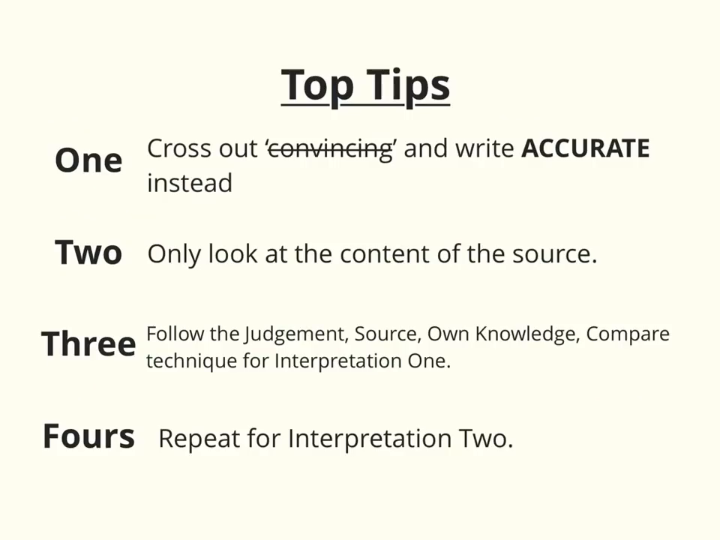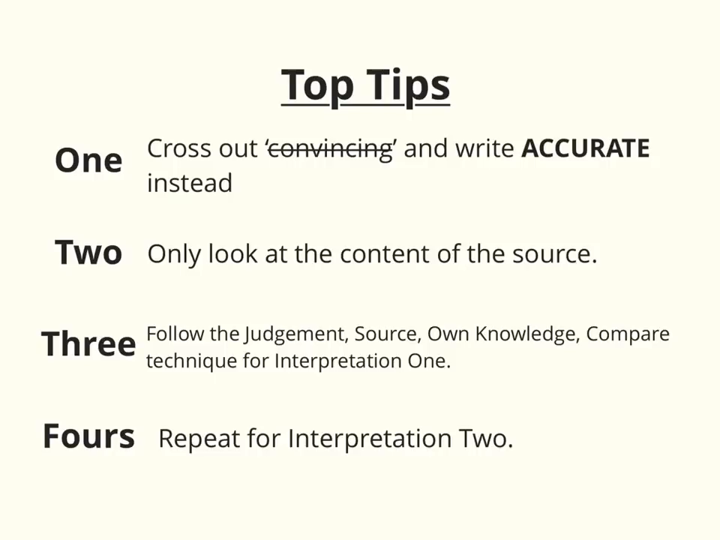So, to recap, cross out the word convincing in the question and write the word accurate instead. You want to test the accuracy of the source, so you only look at the content of the source. That's step 2. Only look at the bit of the source where it talks about President Roosevelt, where it talks about the lives of women, where it talks about President Hoover, or whatever the question in your examination will look at.